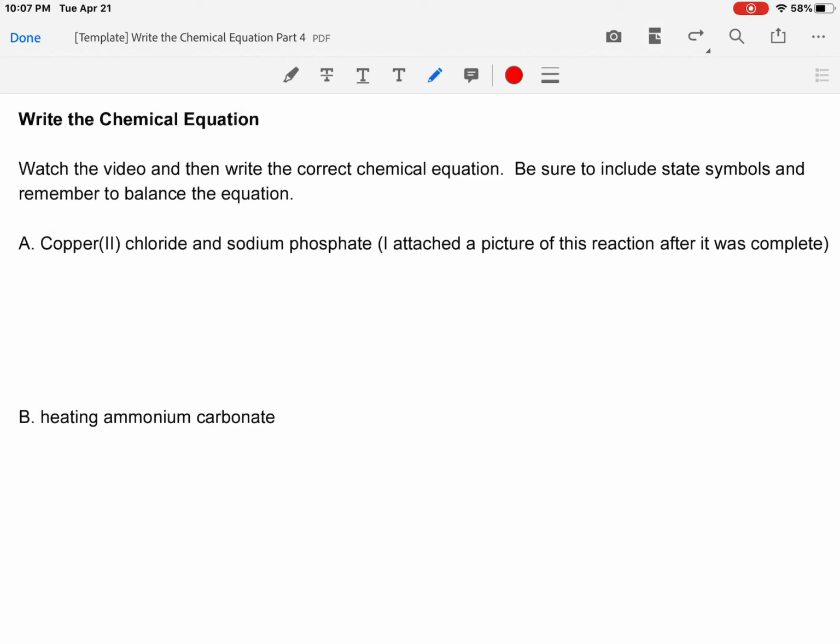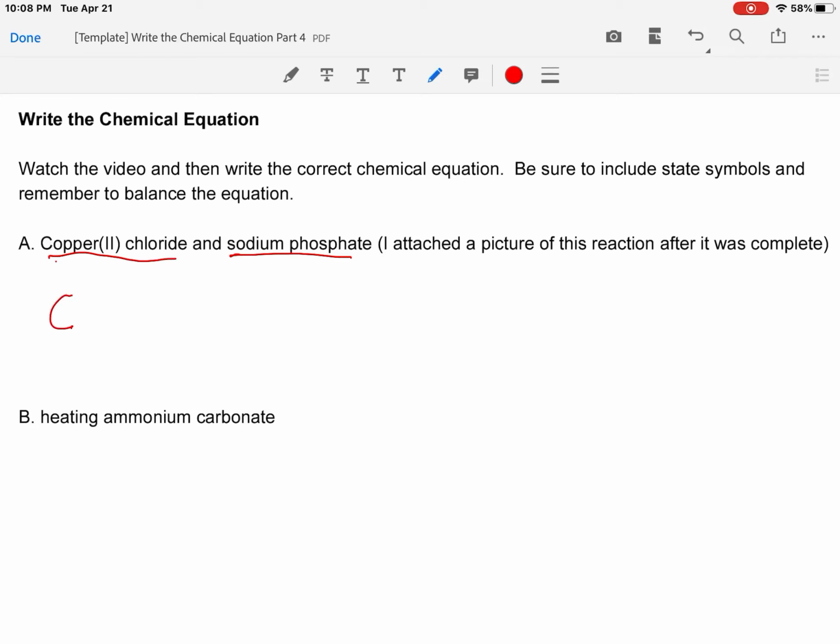Hey everybody, got a couple more reactions, a couple more videos, and we're going to write the equations for those reactions. And we'll just kind of talk ourselves through this a little bit. For the first reaction, we had a couple of solutions. We had copper 2 chloride solution, which is that nice pretty blue solution, and sodium phosphate, which is clear and colorless. So let's start with our reactants, of course, and write the formulas for those and get state symbols.